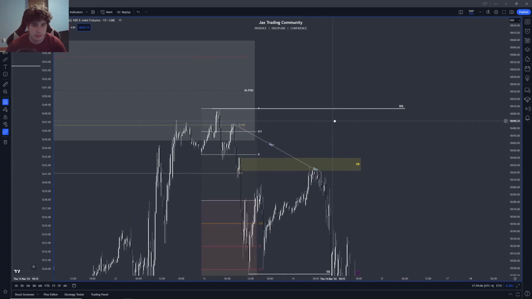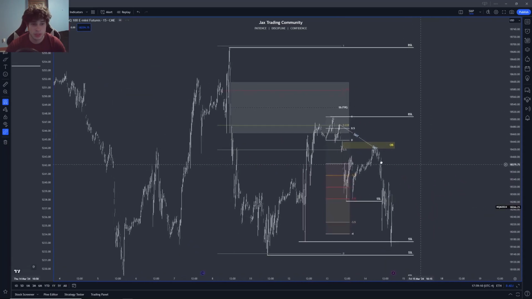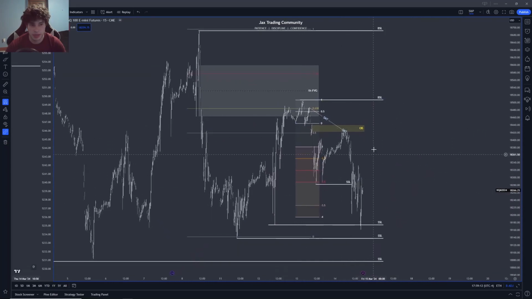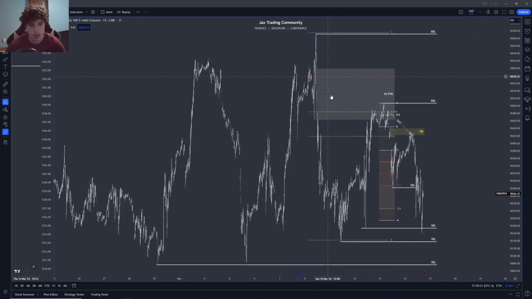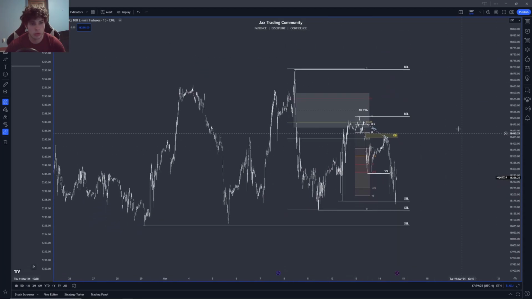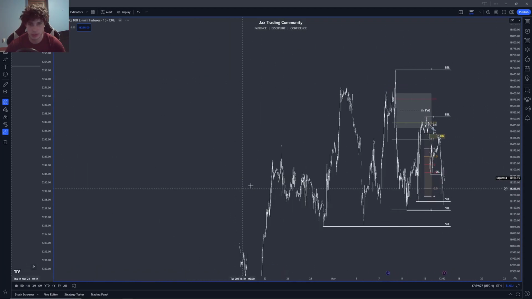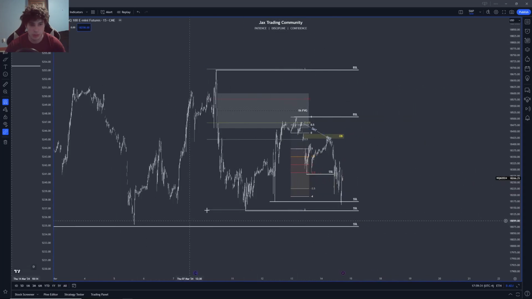So, looking at this, what I really don't want to see us do is I don't want to see us go back up into here and break this high, because if we start making our way back up, we're going to still be in this range. I want us to get out of this range. More preferably just this range, right? This is just a massive range that's been going on for a couple days. I want to see this.